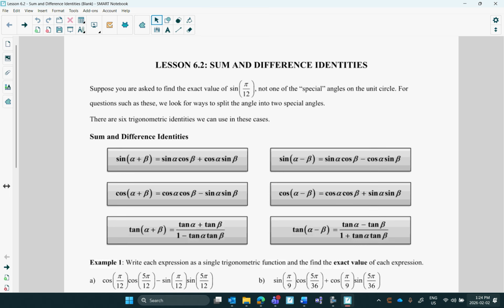Okay, the ones we're going to talk about today are sum and difference identities. And like I said, these are kind of complicated, so you get them all. Okay, it's just a matter of knowing when to use them.